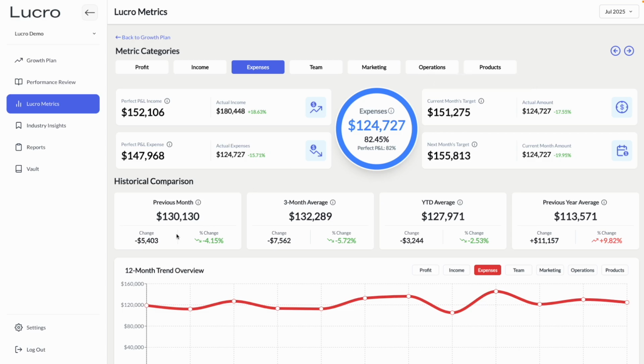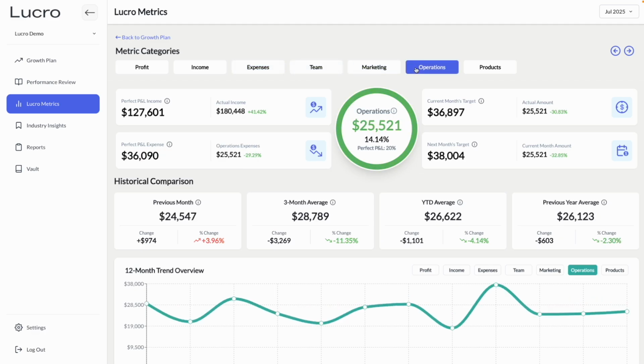Below there, we have some historical comparisons. So again, now I'm going to go to one of these. It's got operational costs. In operational costs, it will tell us what the previous month was. We've had an increased expenditure rate from the previous month by 3%. Again, the tooltip will tell us what that is showcasing.